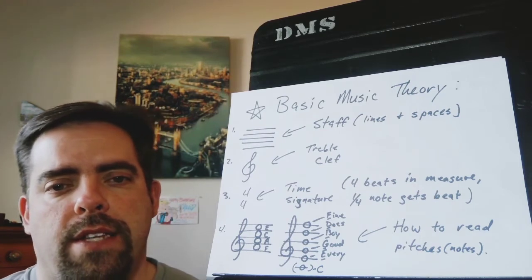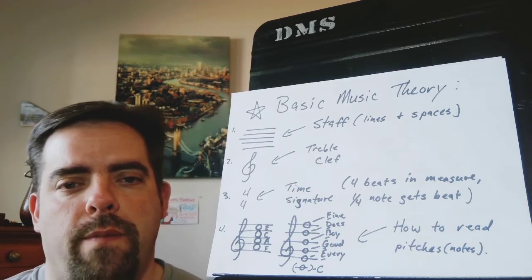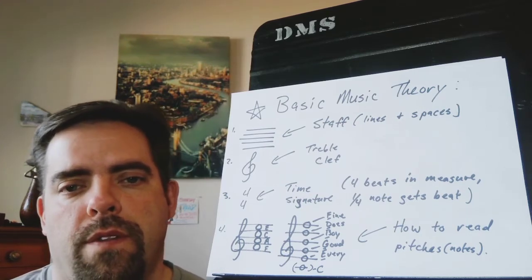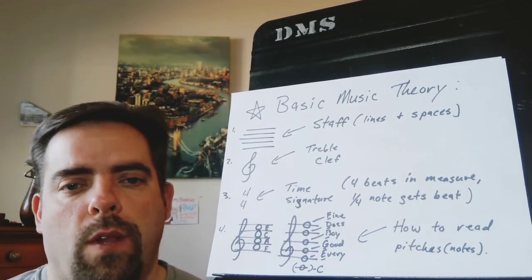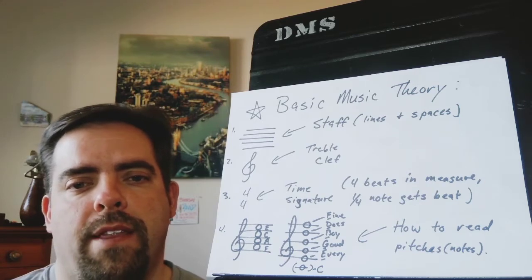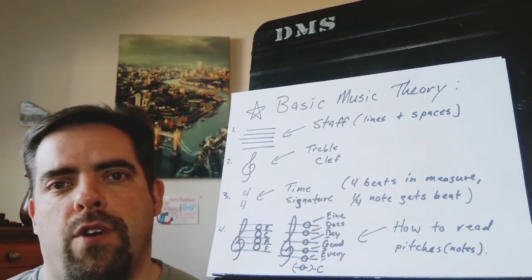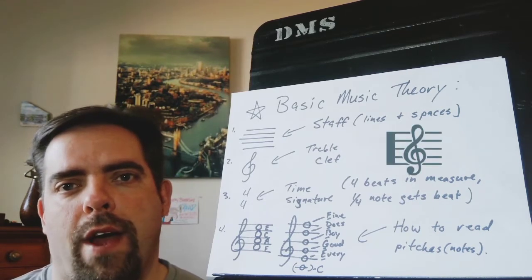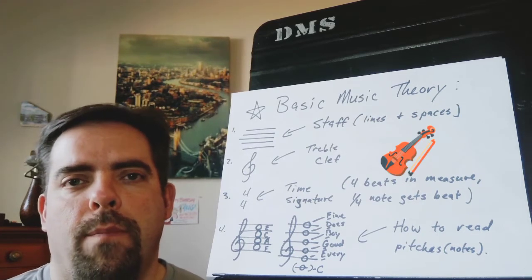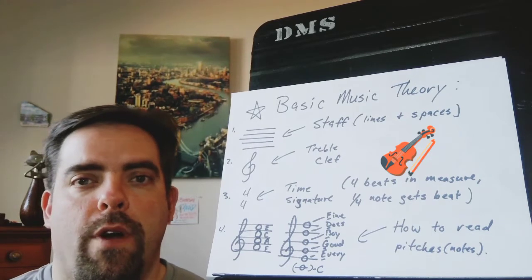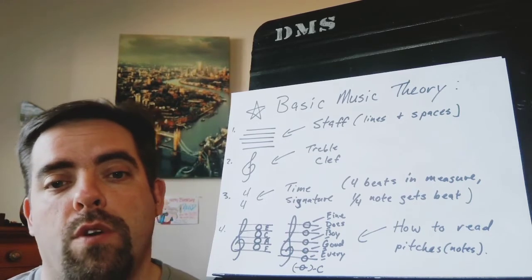The staff contains 4 spaces and 5 lines, and all the music that you will see is arranged on the musical staff. Number 2, we have the treble clef, and the treble clef comes at the beginning of every staff. You will see that as a trumpet player because trumpet is a treble instrument, or a high instrument. It plays high notes like a flute or a violin. They're all in treble clef, whereas a trombone or a tuba is going to be a bass clef instrument. They're going to play lower notes.